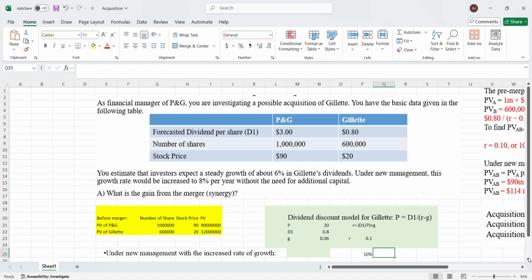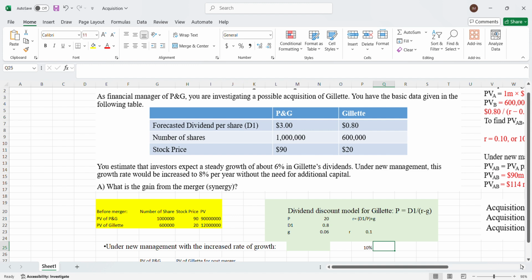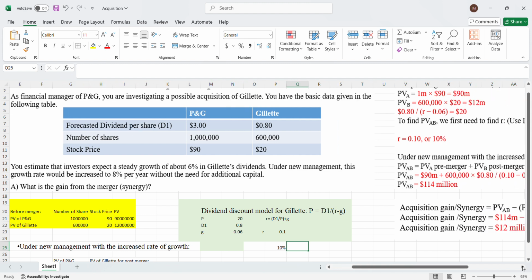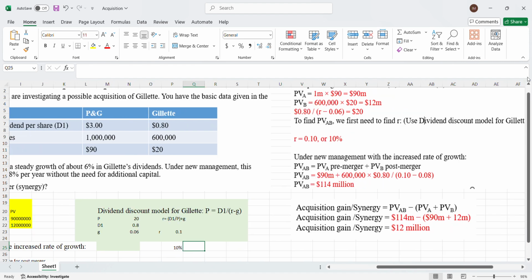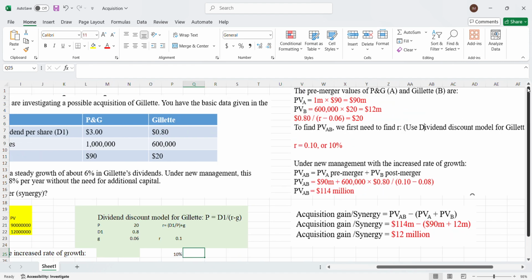Now we can calculate the post-merger growth, right? If we go through the answer for this question step by step, we can understand it better. For the pre-merger we already calculated 90 million for P&G, 12 million for Gillette, and the R value we already got is 10%. So now let's move to the post-merger effect.